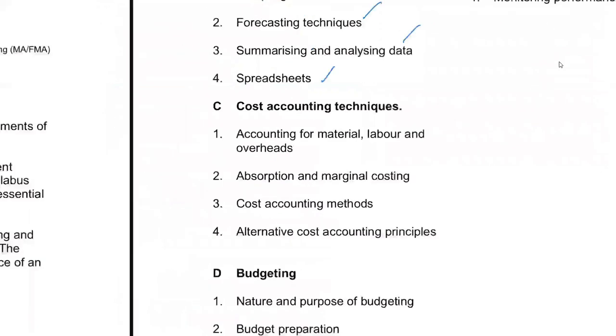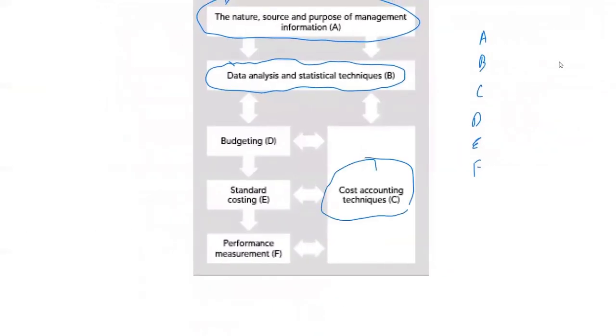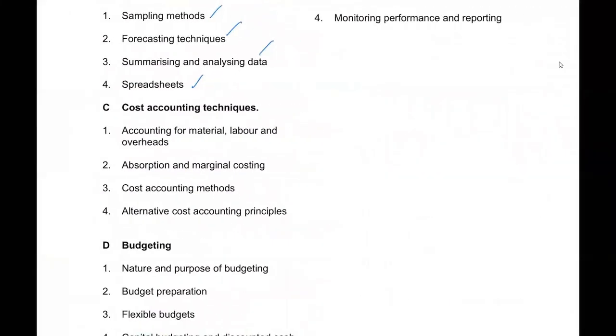Then part C of the syllabus, cost accounting techniques. The cost accounting techniques will include accounting for material, labor, overheads. Then these are 2 methods of costing, absorption and marginal costing. Then what are the cost accounting methods? Then alternative cost accounting principles. So this will cover your cost accounting techniques.